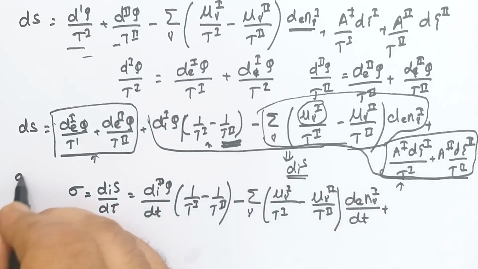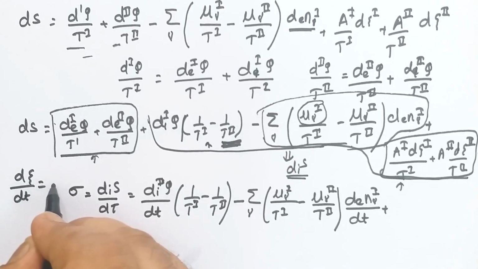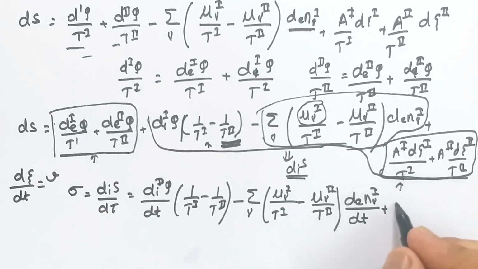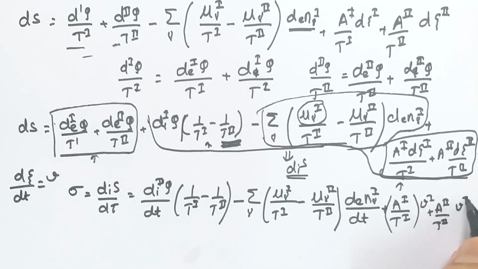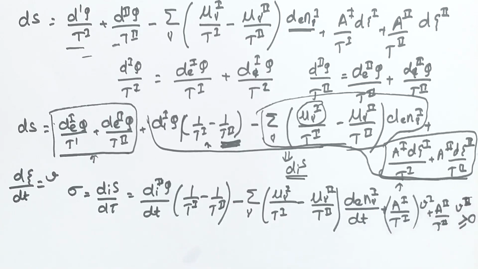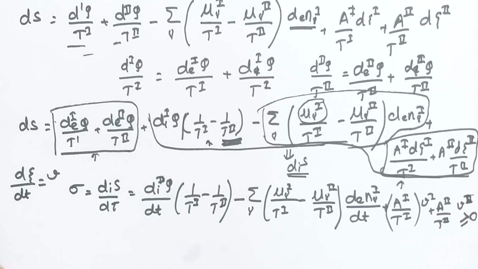plus, and we have already seen that d psi upon dt, we can write as mu, which is the rate of reaction, and hence this expression will become A1 upon T1 into mu1 plus A2 upon T2 into mu2. Okay, and this all will be greater than or equal to 0, as the entropy of the system is always greater than 0.